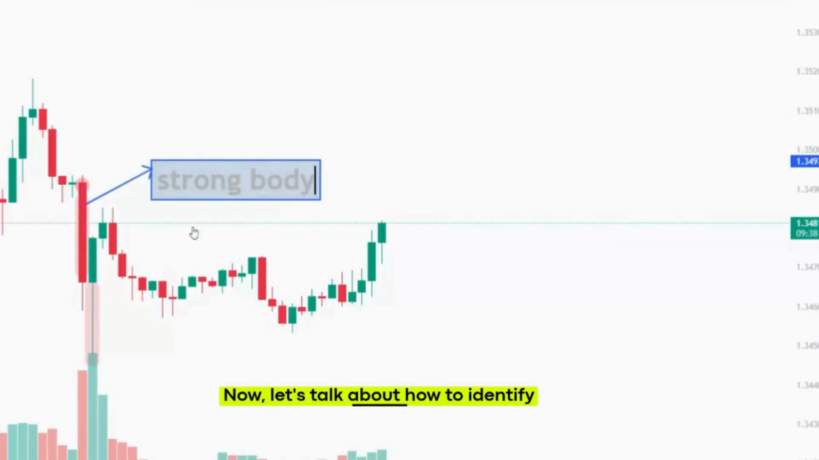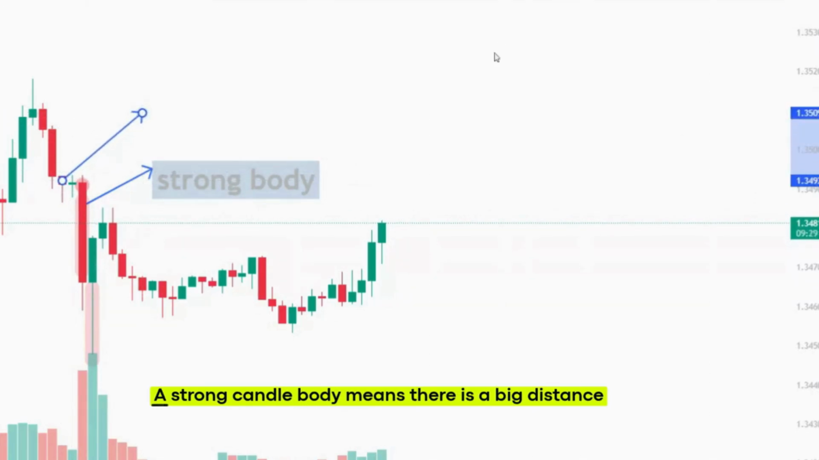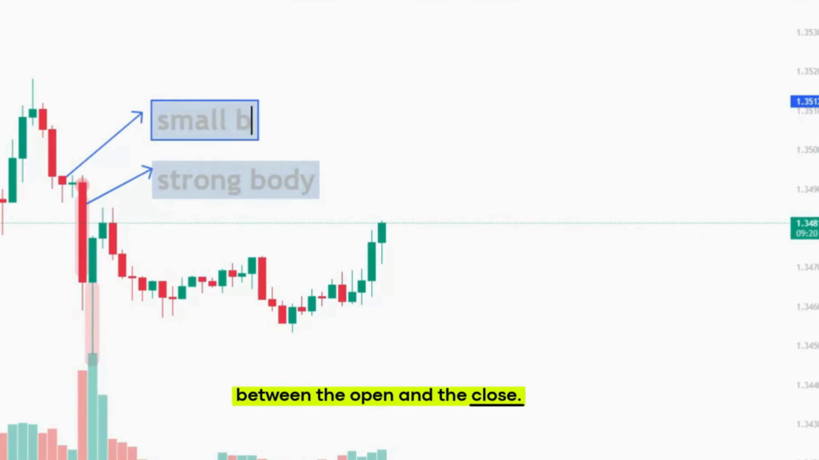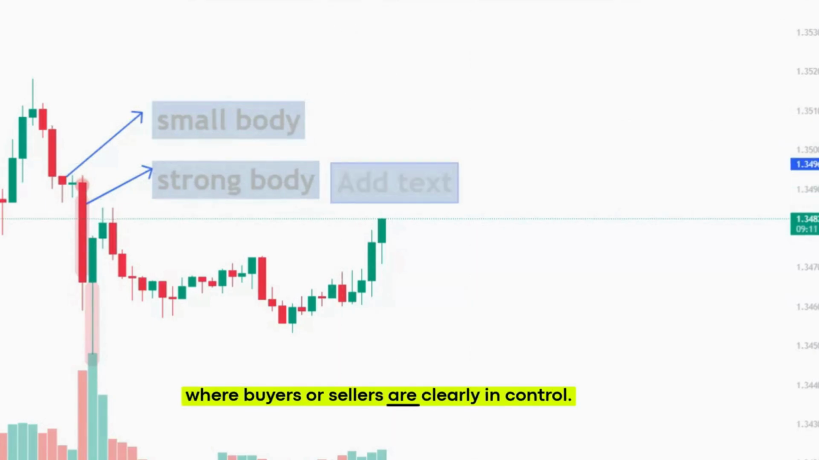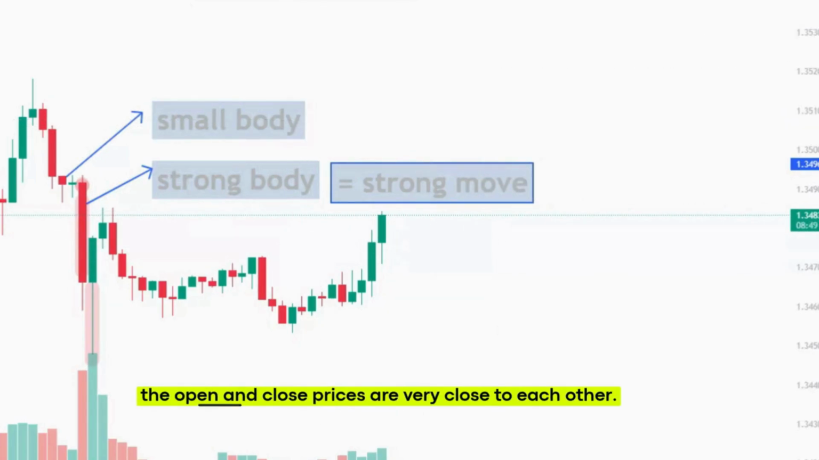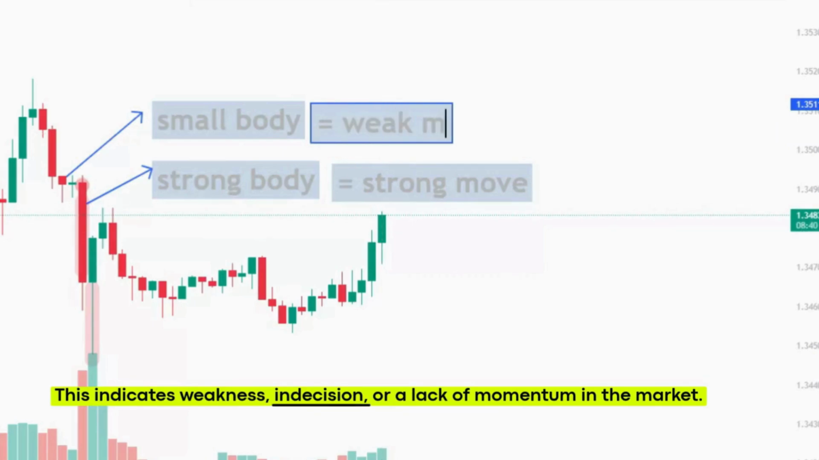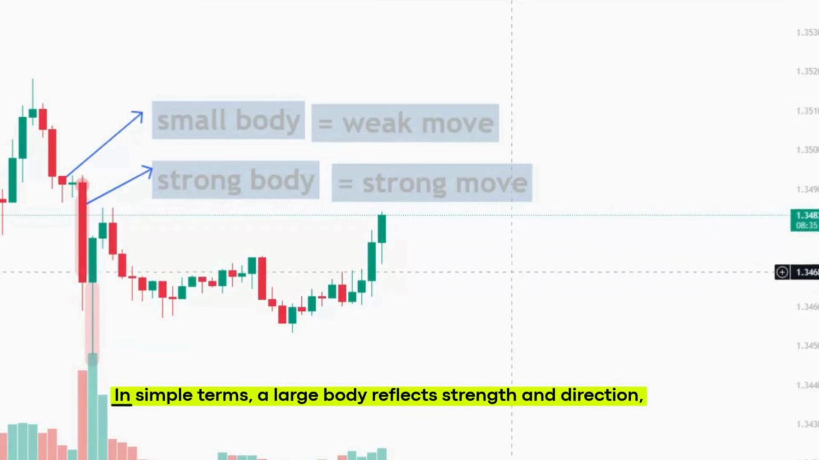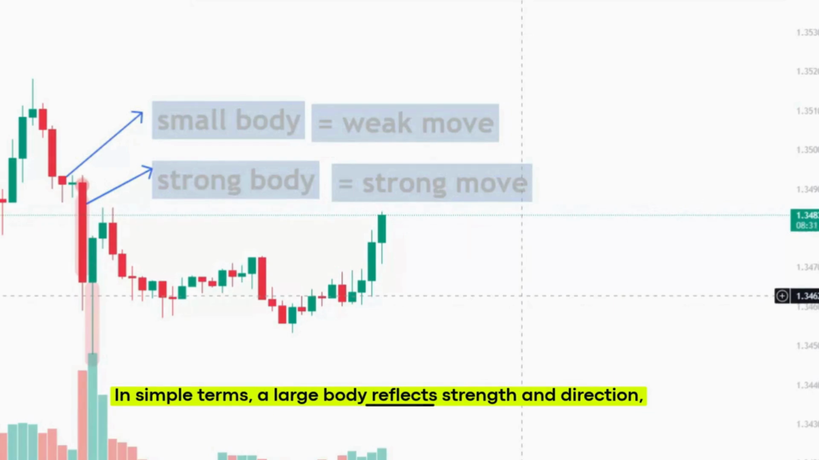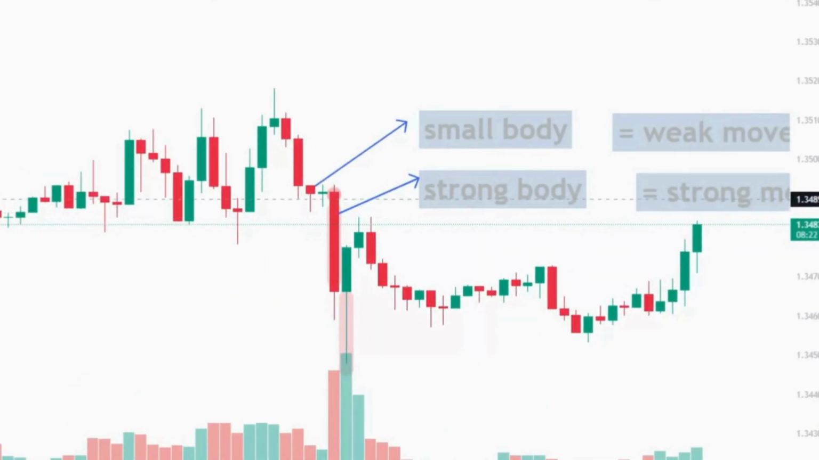Now, let's talk about how to identify a strong candle body versus a weak or small body. A strong candle body means there is a big distance between the open and the close. This shows strong momentum in the market, where buyers or sellers are clearly in control. On the other hand, a small candle body means the open and close prices are very close to each other. This indicates weakness, indecision, or a lack of momentum in the market. In simple terms, a large body reflects strength and direction, while a small body reflects hesitation and uncertainty.